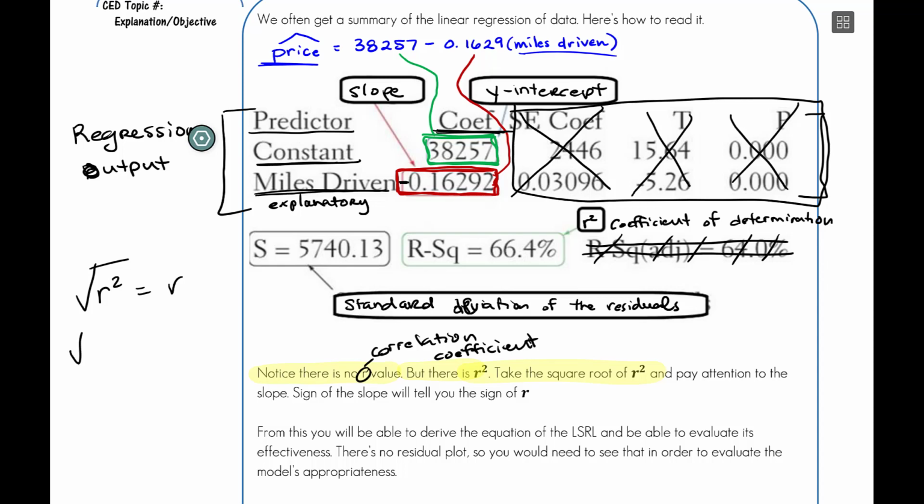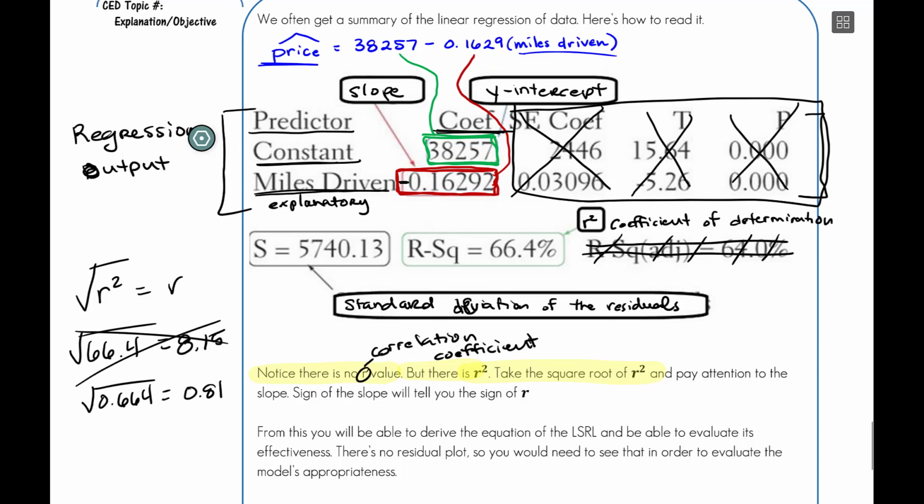You might think, okay, let's go ahead and do that. R squared is 66.4%. Take the square root of that, and we get about 8.15. But that's a problem. We should recognize that, nope, that can't be, because this is not correct. The correlation coefficient must be a number between -1 and +1. We don't have that here. So what do we do? We actually have to take the square root of the decimal, 0.664. And that's going to give us about 0.81.